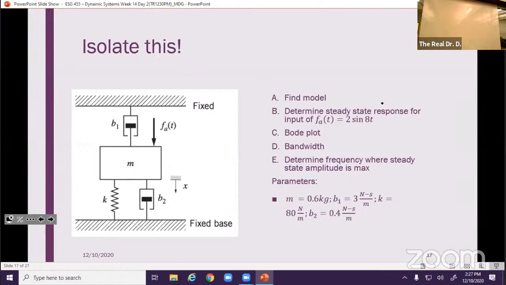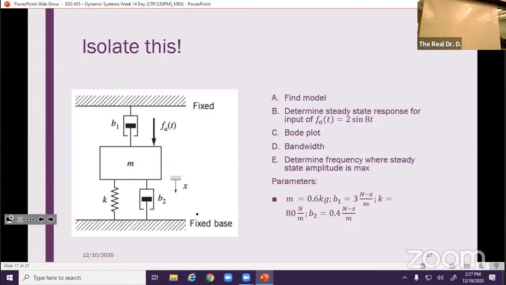And there are some parameters. M is equal to 0.6 kilograms. B1 is 3 newton seconds per meter. K is 80 newtons per meter. And B2 is 0.4 newton seconds per meter. The other thing you want to notice here is that both bases are fixed. This is hanging between two fixed platforms, and the mass itself can oscillate, but the bases will not. So these are both fixed springs, fixed on both sides.